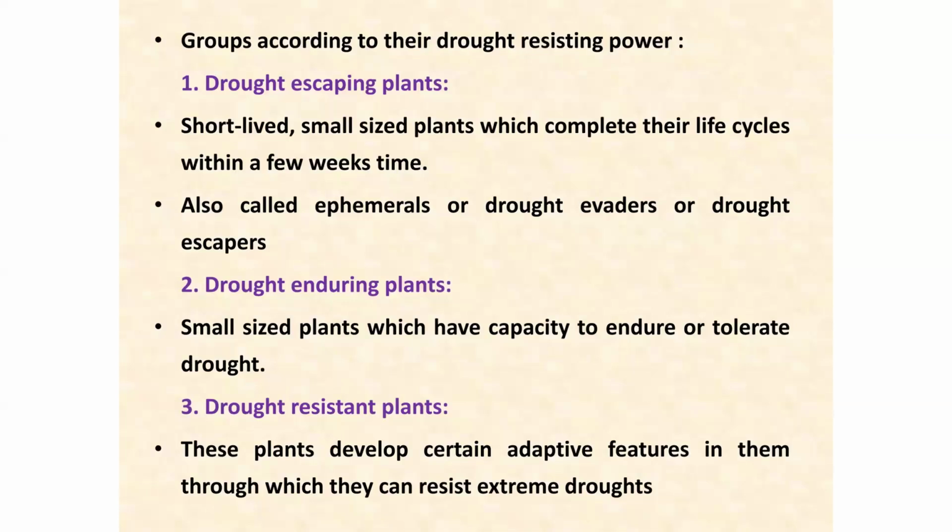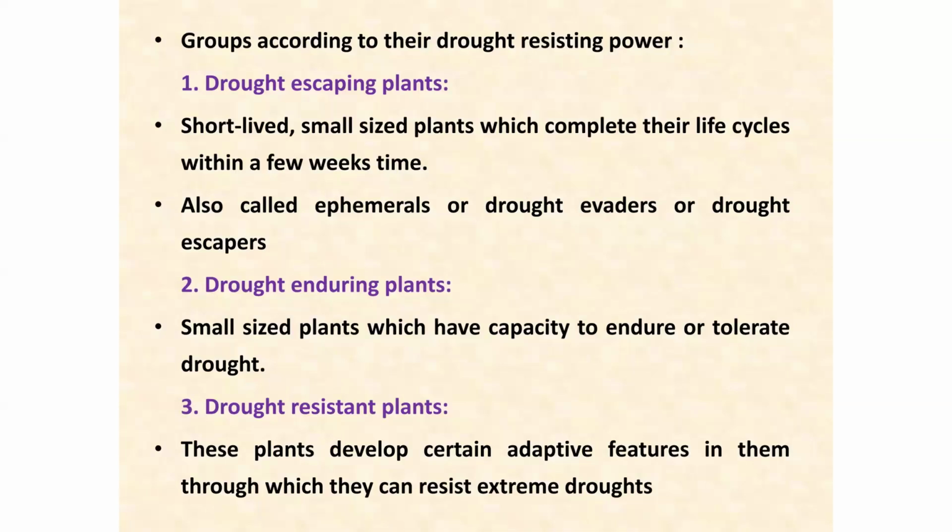So xerophytes are again classified into drought escaping, where the plants complete their life cycle only when water is available, and during the dry conditions they are present in the form of perennating buds. The next one is drought enduring, which have the capacity to endure or tolerate the drought, and then drought resistance.